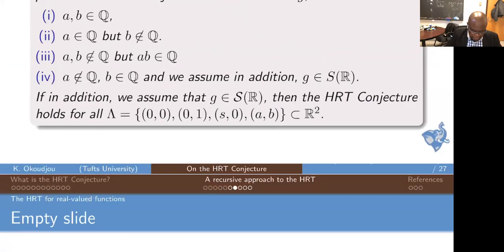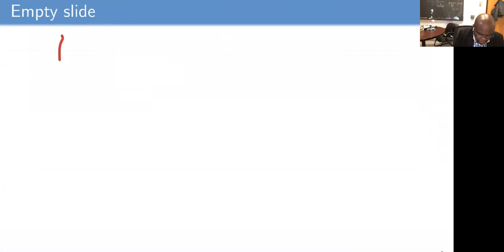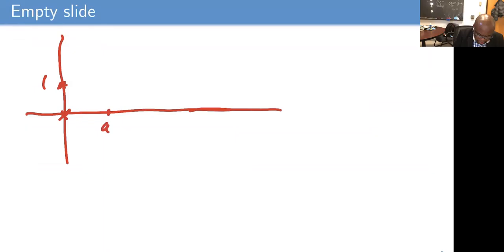Before I show you exactly what the result is saying, let's go back to a set of arbitrary 4 points and play the game that I played a little bit earlier. So the points are going to be: one is here, I pick one here, so that one. I pick A, so that A. And then I pick my 4th point to be anywhere. Let's call this point S, and pick the 4th point to be anything you want. So the coordinates of this point are going to be AB. And suppose that we play the game again and assume that G is a real valued function in L2, so G in L2 of R.